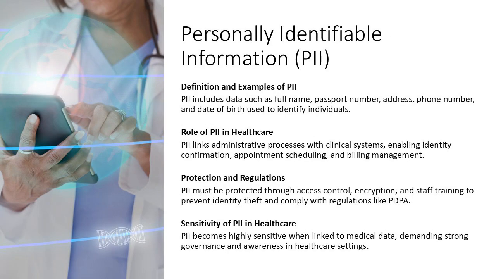Personally identifiable information, or PI, refers to information that can identify an individual. In healthcare, this includes names, NRIC numbers, addresses, and contact details. PI links administrative processes with clinical systems, enabling identity confirmation, appointment scheduling, and billing management. PI must be protected through access control, encryption, and staff training to prevent identity theft and comply with regulations like PDPA. PI becomes highly sensitive when linked to medical data, demanding strong governance and awareness in healthcare settings.